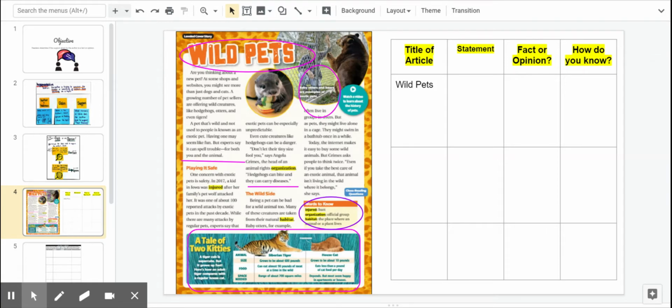I'm going to read this out loud, and then I'm going to do some stopping and jotting every so often. And we're also going to look for fact and opinion sentences or claims in here. Or excuse me, support. Okay, so wild pets.